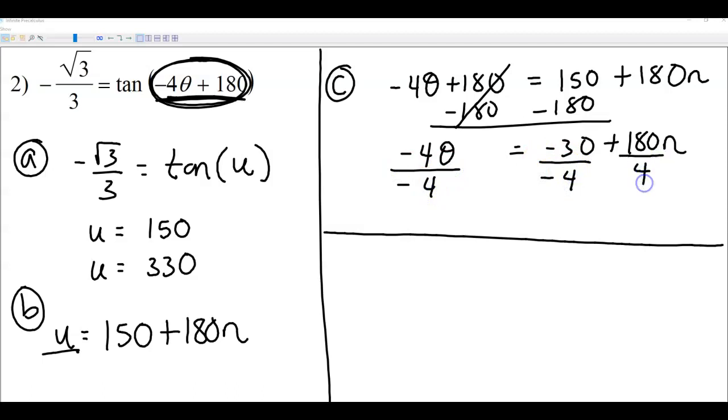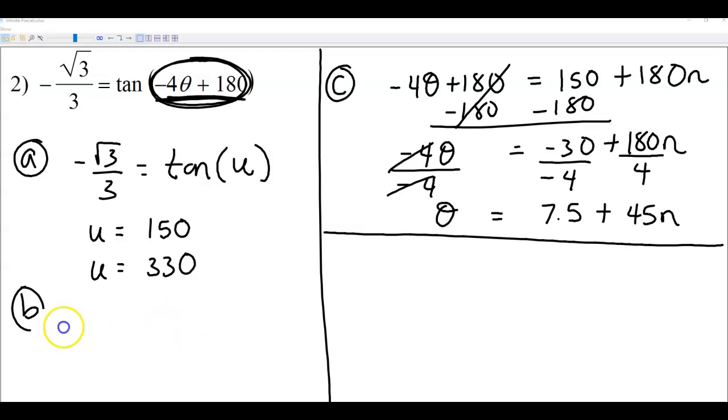And we might end up with a decimal. I don't know, let's see. Theta equals, what does that make? I believe 30 divided by 4. I think it's 7.5 if I'm not mistaken. And then plus 45n. So there's my general solution. Let's go ahead and move on to our last step.